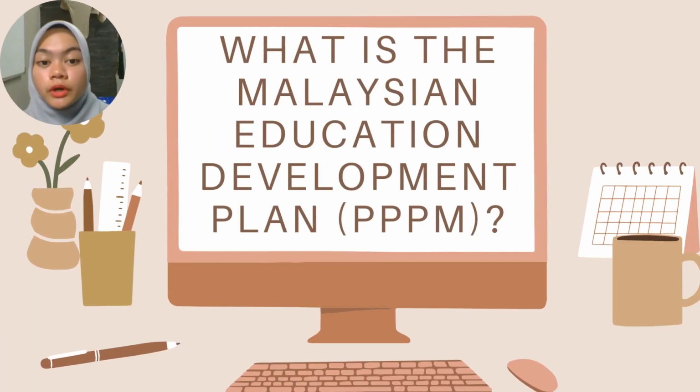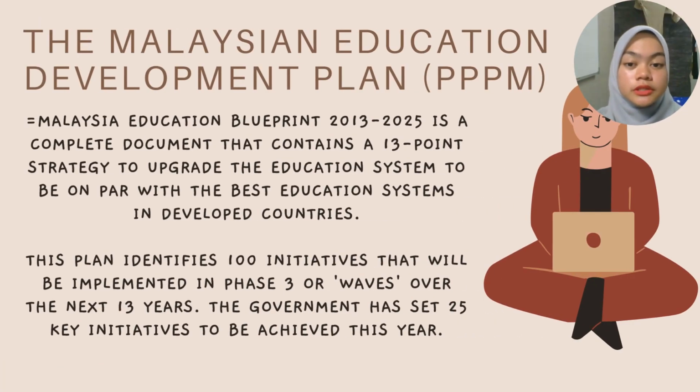So first of all, what is the Malaysian Education Development Plan, or the short form of PPM? The Malaysian Education Development Plan, or we call it as BBM, is a complete document that contains a 13-point strategy to upgrade the education system to be on par with the best education system in developed countries. This plan also identifies 100 initiatives that will be implemented in phase 3 or waves over the next 13 years ahead. The government has set 25 key initiatives to be achieved this year.